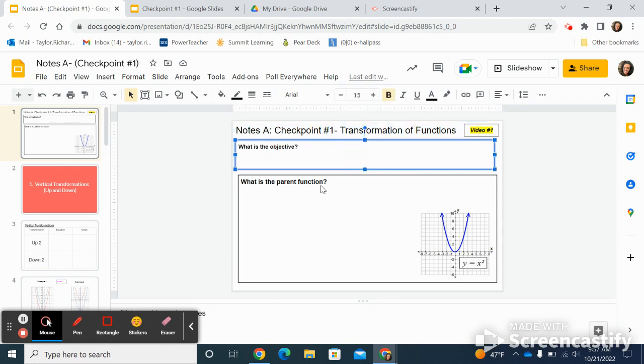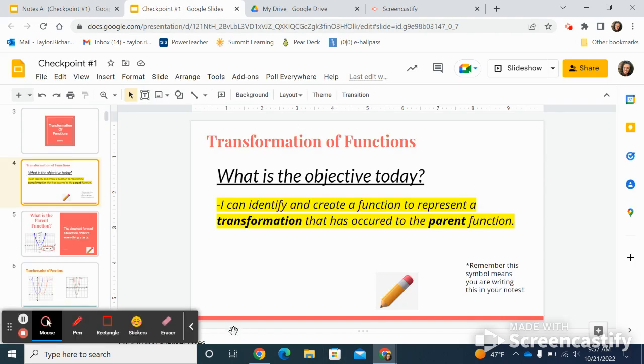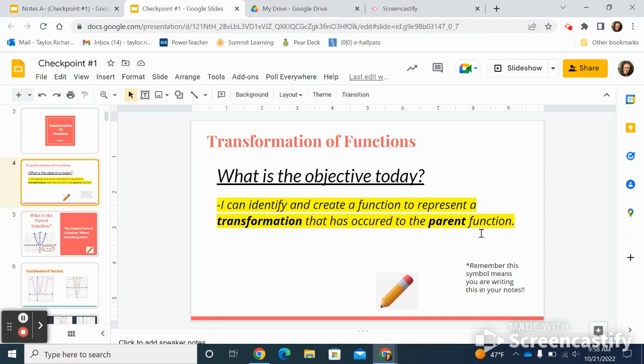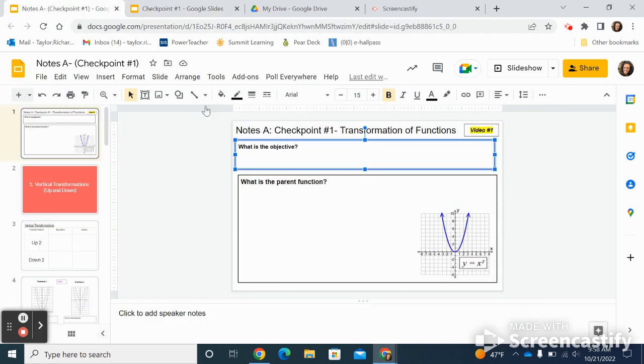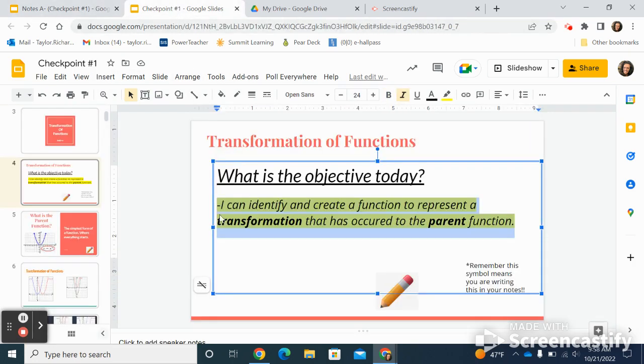So first things first, what is our objective today? I'm going to show you that objective, which is here in yellow. Go ahead and pause this video and type this objective in the first box of your notes. So I'll leave that here.